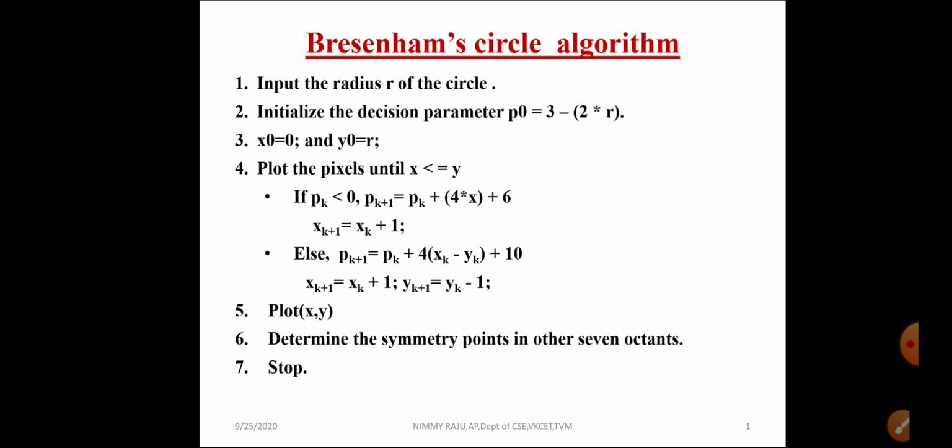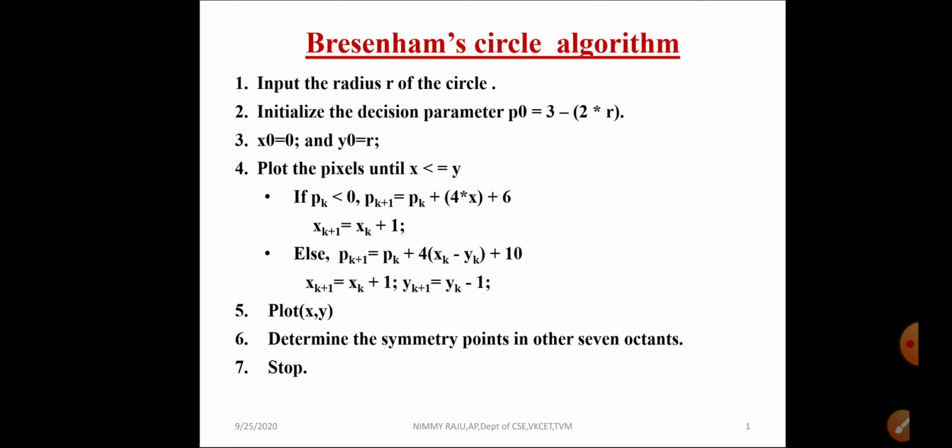Then the fourth step is to plot the remaining pixels using the equations. If pk is less than 0, that is negative, the next point will be xk plus 1 equals xk plus 1. That is, the x value is incremented by 1 and the y value remains the same. Then pk plus 1 equals pk plus 4x plus 6.